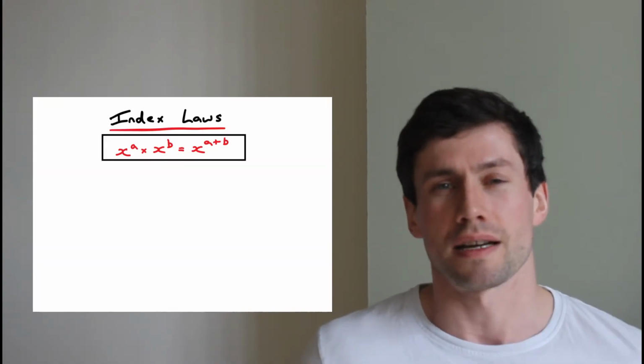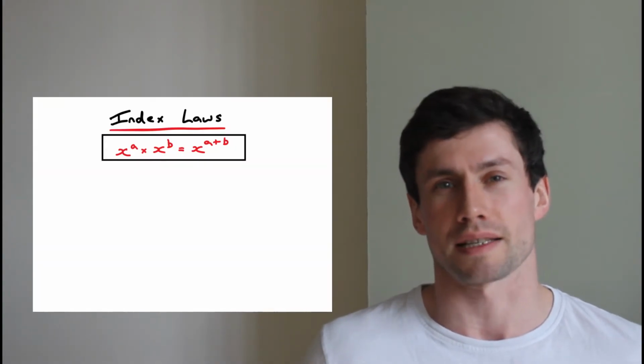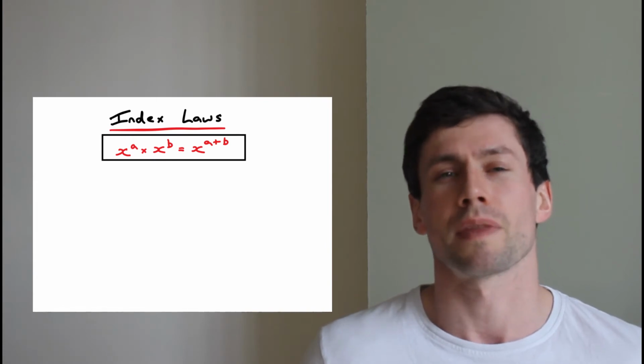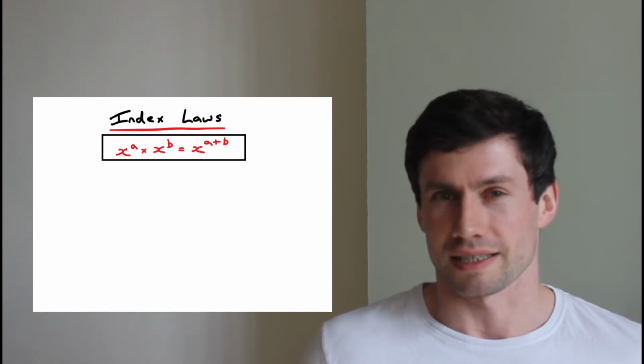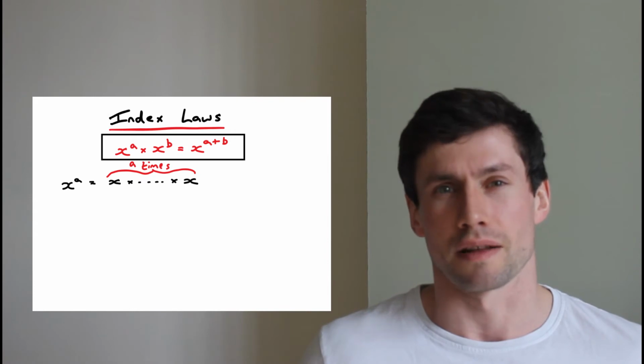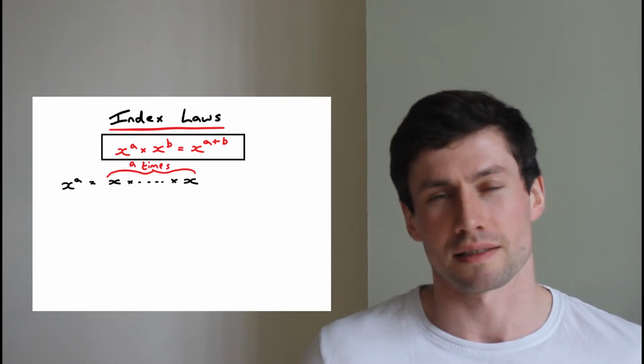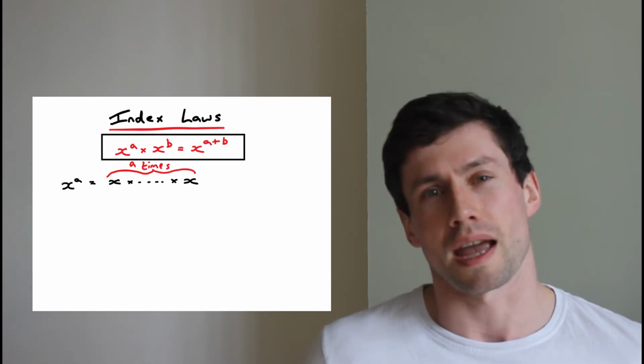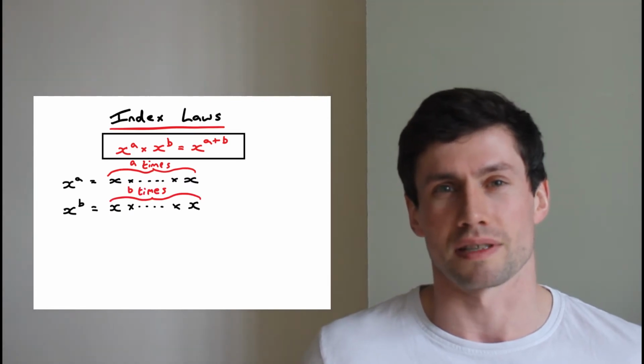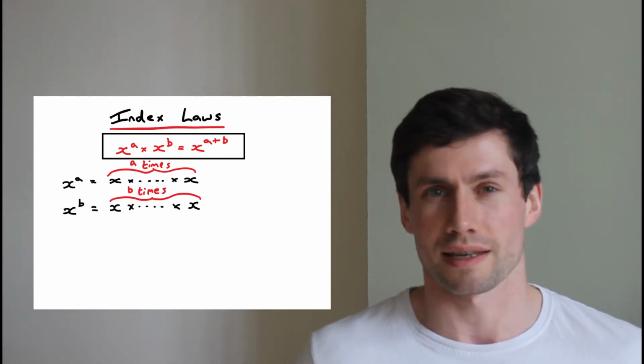Now let's look at a proof for each of the rules. Let's start off with x to the power of a times x to the power of b equals x to the power of a plus b. Well, the definition of x to the a is just x times itself a times, so we could write it like this. The same with b. X to the power of b is just x times itself b times, so we could write it like this.